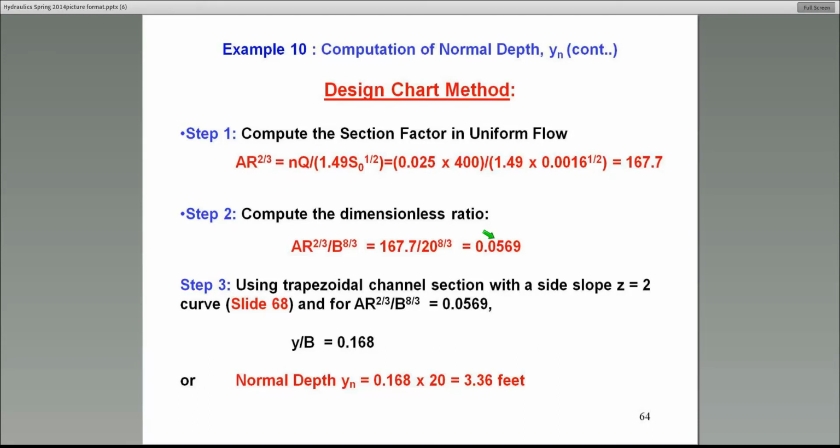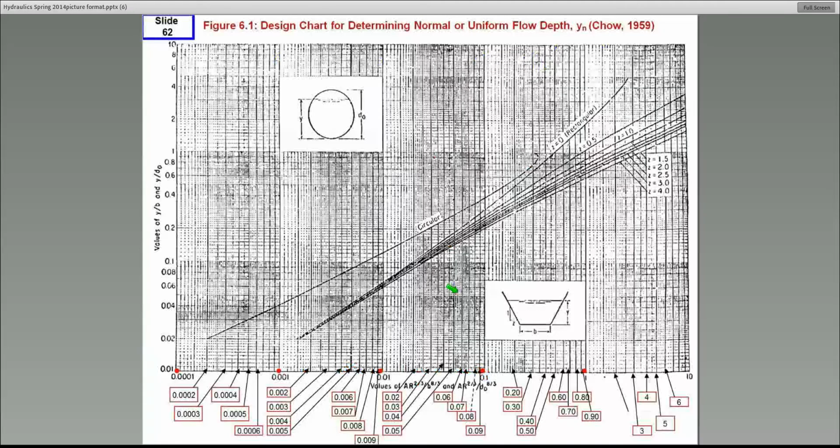And for this particular side slope channel, I'll go now to slide 68. For this ratio, I will compute the Y over B ratio, just like we did for the critical depth. But keep this number in mind, 0.0569. I'll go back to the previous slide here. 0.0569 is near 0.06, right near this vertical line. So I'm going to go up that vertical line, basically going over 0.06 approximately, to the curve that's labeled Z of 0.2, somewhere in the middle there. And if you go across, the Y over B ratio is between 0.1 and 0.2. I would say around 0.15.